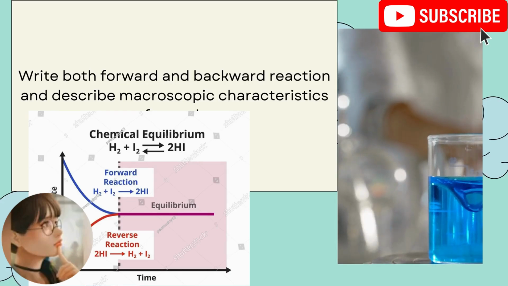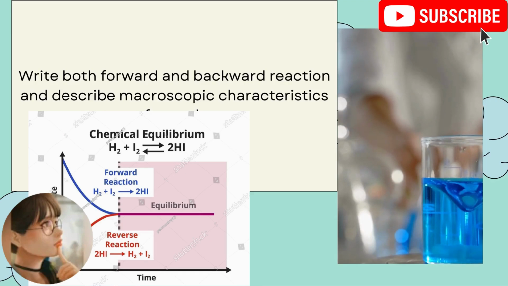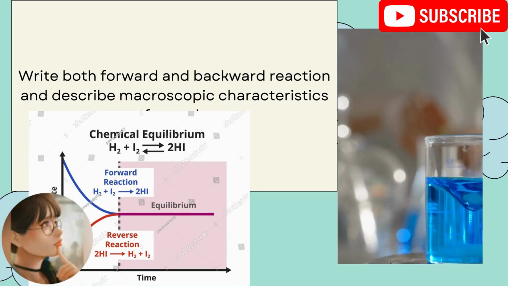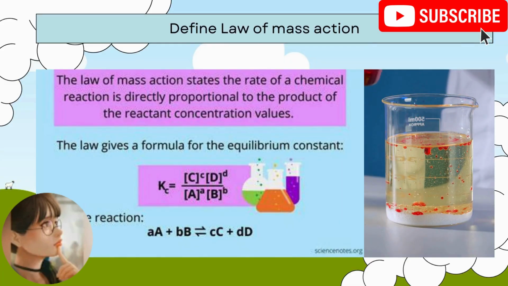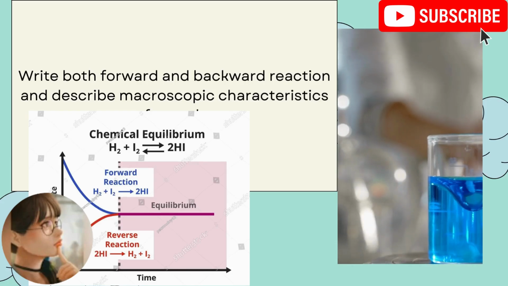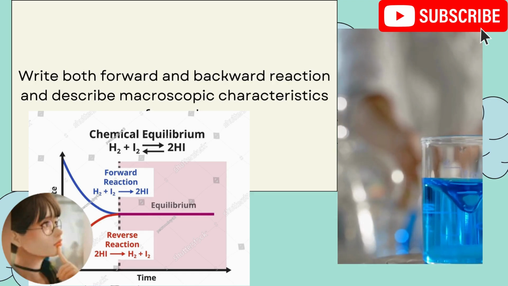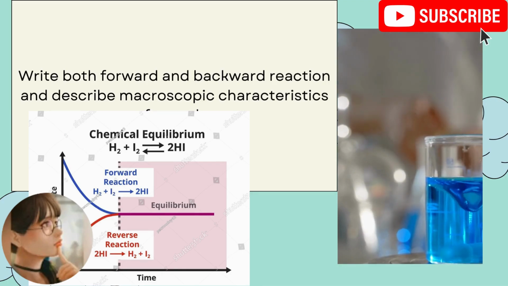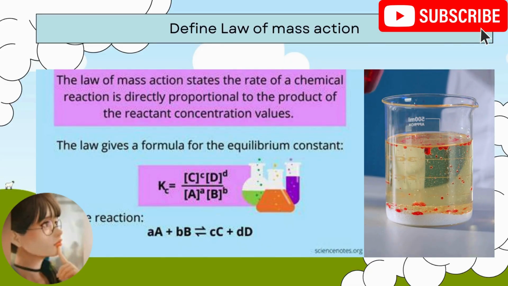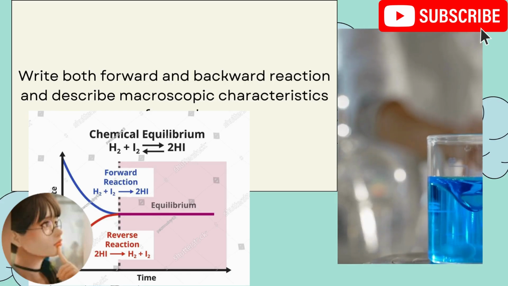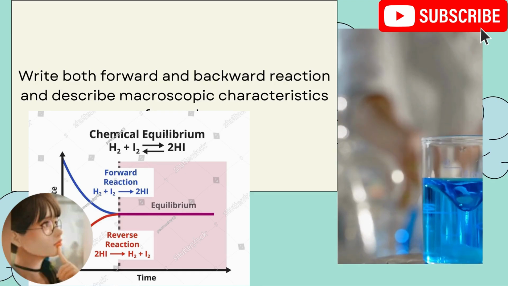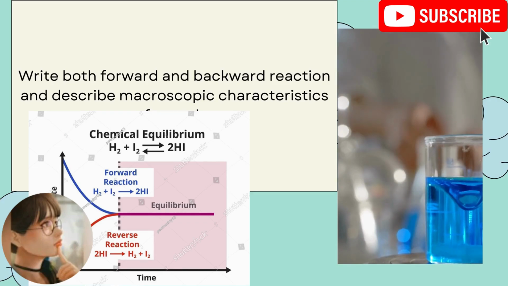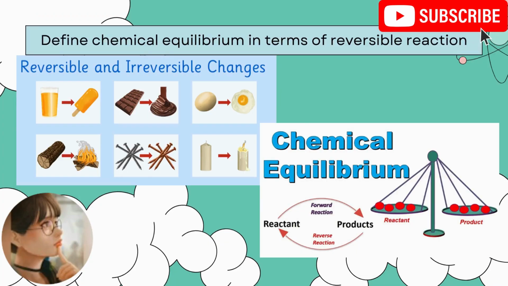So students, let us first learn about reversible and irreversible changes. Then we will define chemical equilibrium in terms of reversible reactions or reversible changes. In the picture, there are 6 pictures which you are watching on the screen. In the first picture and the fourth picture, let us compare these two first. In the first picture, ice cream has been melted, and in the fourth picture, wood is burning.